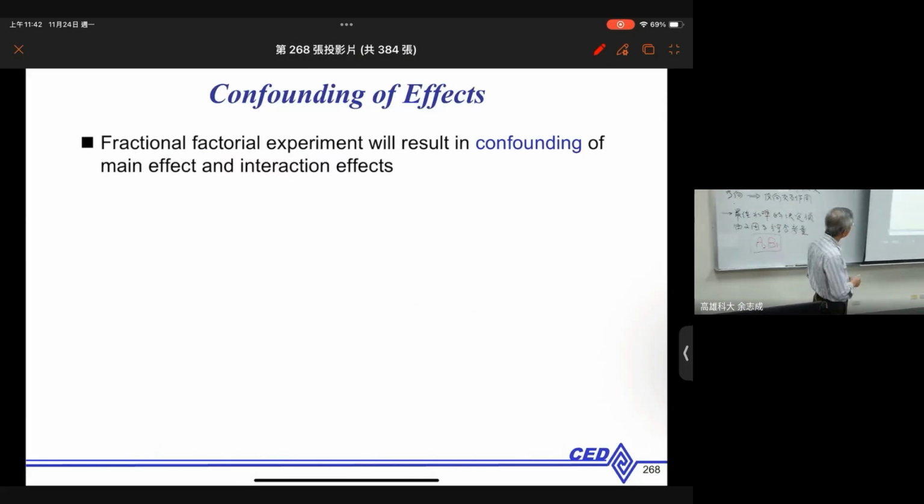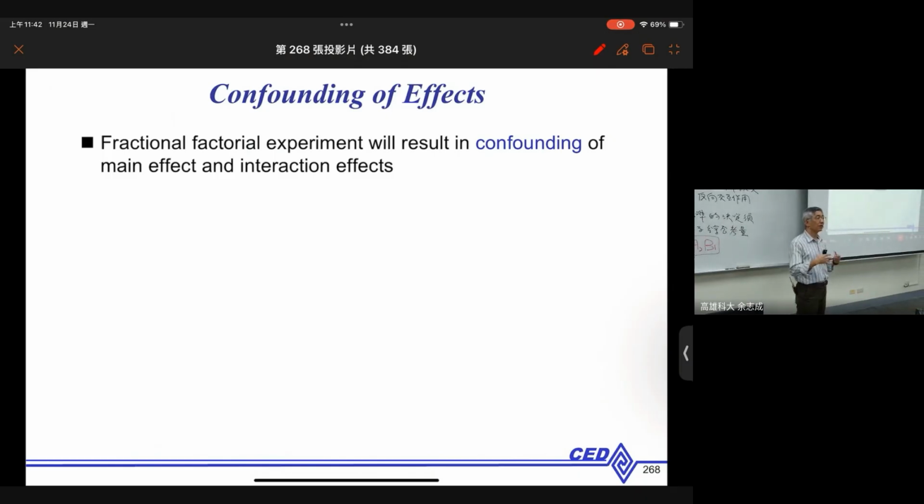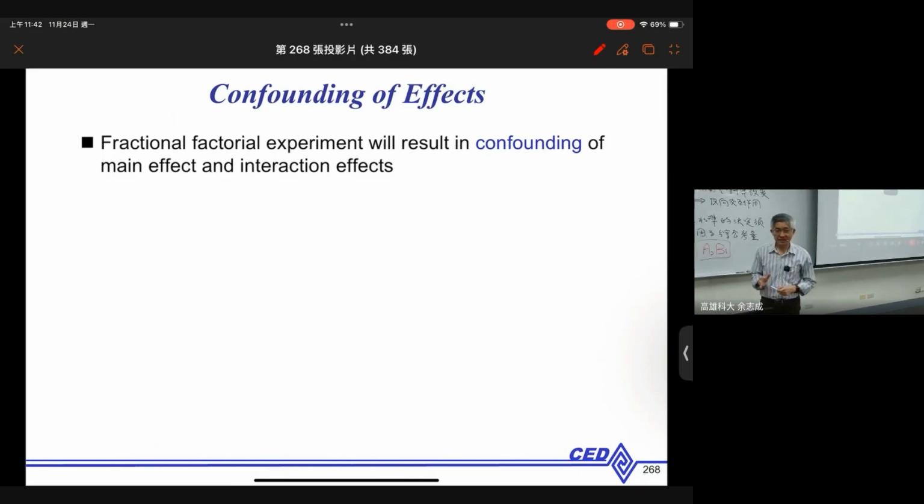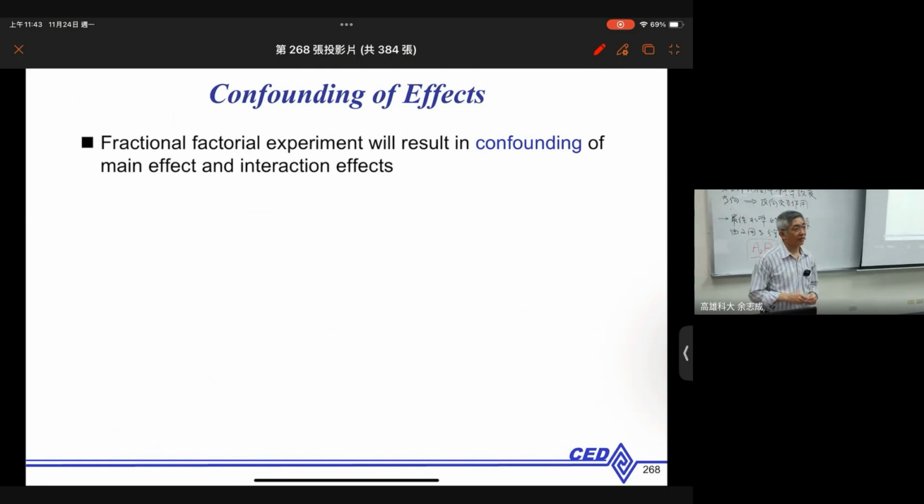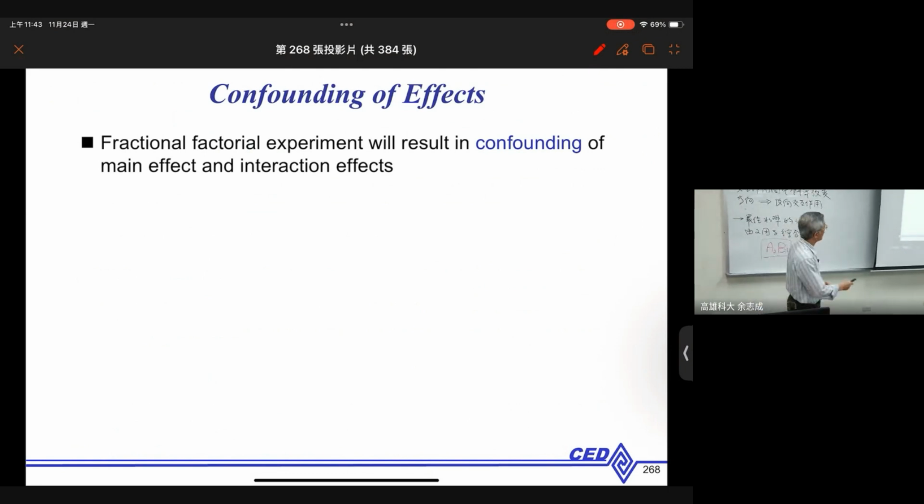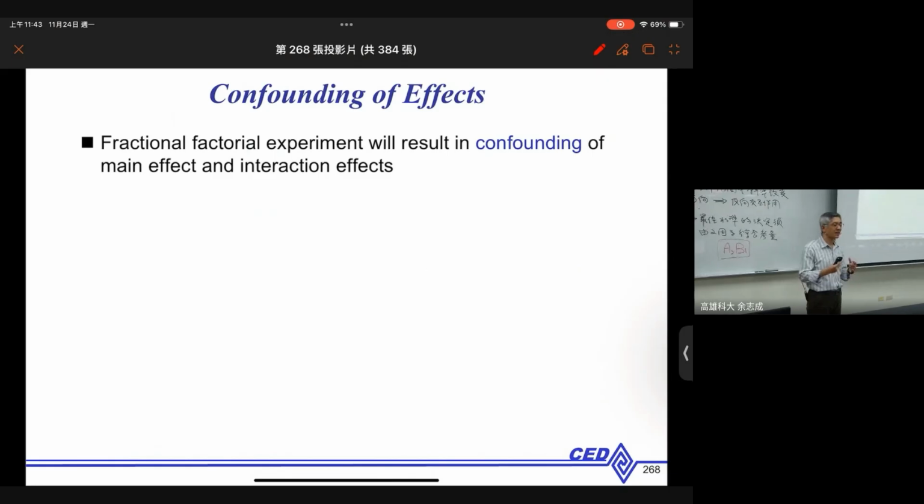Since we are using fractional factorial, we are using a smaller experiment to predict our output, which means that we have a lot of assumptions. One of the assumptions is no interactions. If there are interactions, then our estimation of the model or effects needs a bigger experiment, a bigger orthogonal array, in order to find out the interaction effects. If you don't have a bigger experiment, it will result in confounding of main effects and interaction effects.